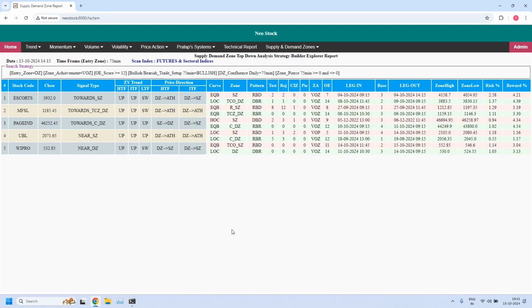All these 5 stocks are supporting high probability because the 75 minutes entry zone is part of the ITF, that is daily zone. And the daily trend is up in all these stocks because it is bullish trade setup. ITF trend is uptrend. So 75 is part of the daily zone, and if these daily zones are having any daily EMA confluence, it's a high probability setup.